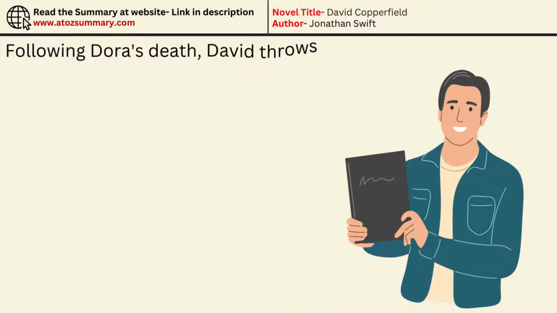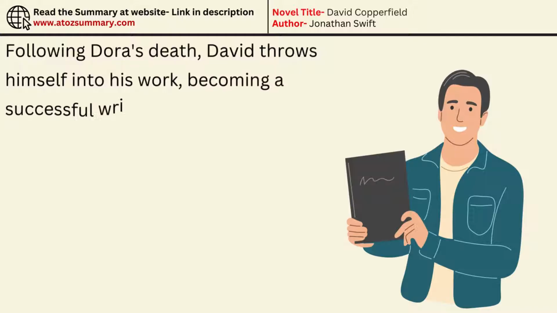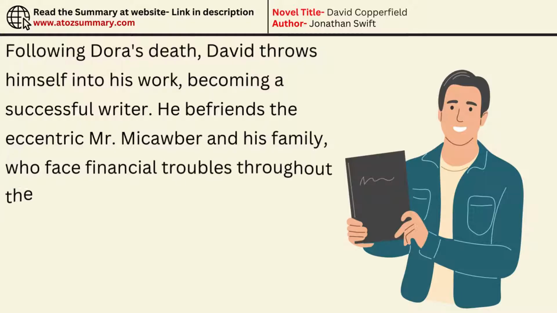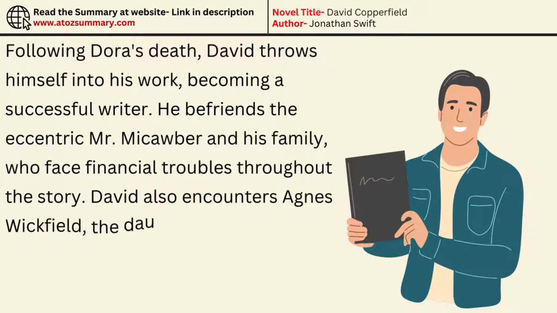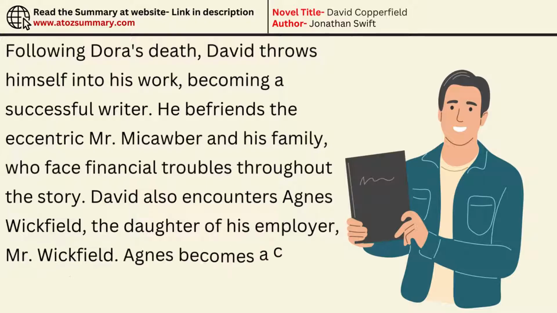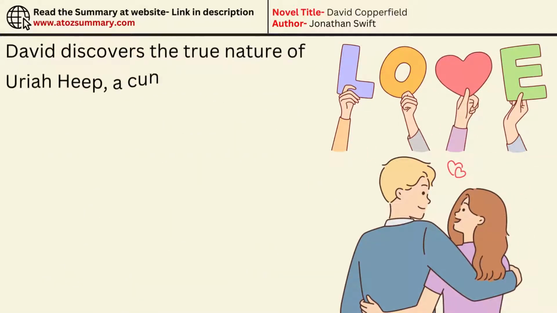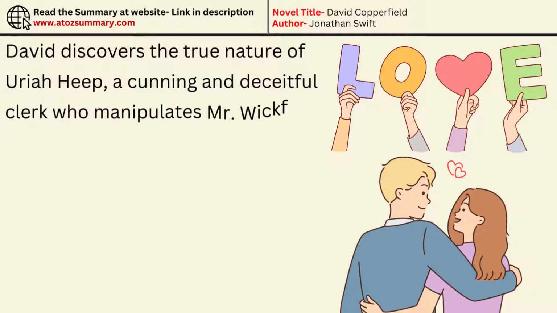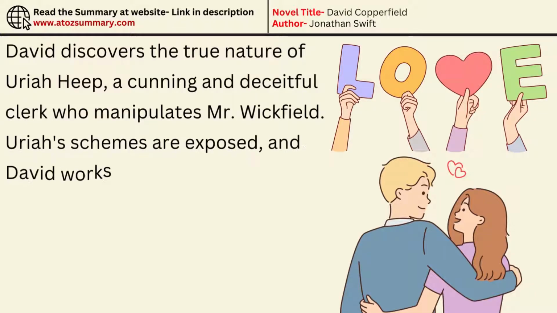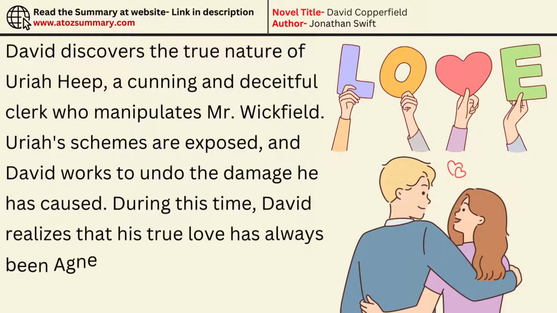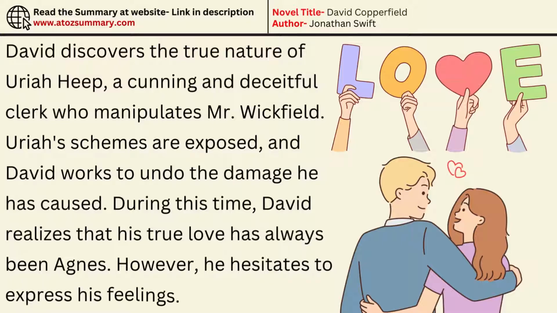Following Dora's death, David throws himself into his work, becoming a successful writer. He befriends the eccentric Mr. Micawber and his family, who face financial troubles throughout the story. David also encounters Agnes Wickfield, the daughter of his employer, Mr. Wickfield. Agnes becomes a close friend and confidant. David discovers the true nature of Uriah Heep, a cunning and deceitful clerk who manipulates Mr. Wickfield. Uriah's schemes are exposed, and David works to undo the damage he has caused. During this time, David realizes that his true love has always been Agnes. However, he hesitates to express his feelings.